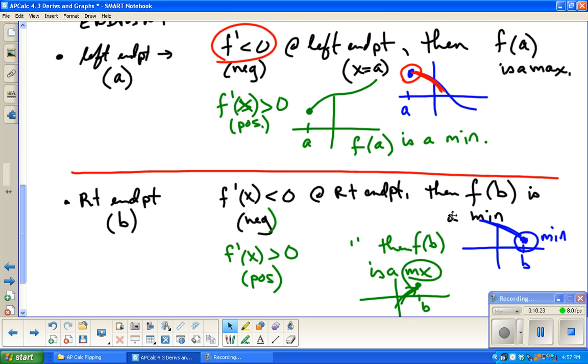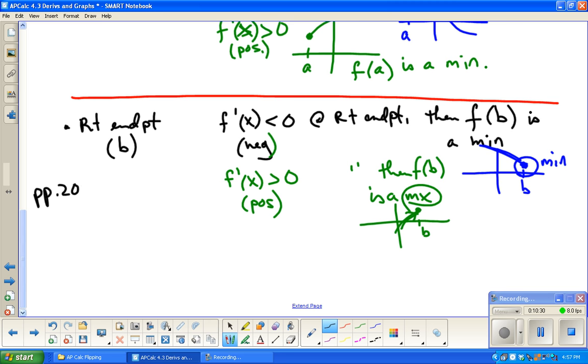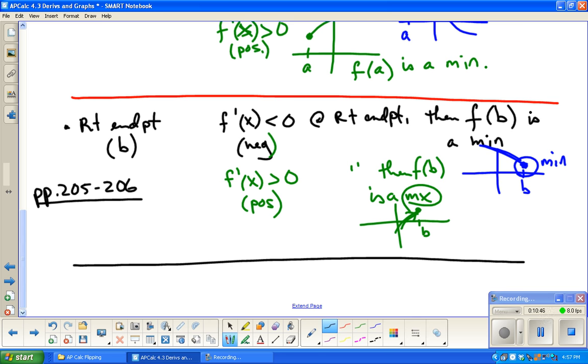Let me just stop for a second here and say that all of this information is also on pages 205 and 206 in our calc book. So you can reference it and make your brain comprehend it. It's a big deal. This is huge. We will be referring back to this as we do examples. All right, so that's it for the first derivative test. We haven't done any examples really.